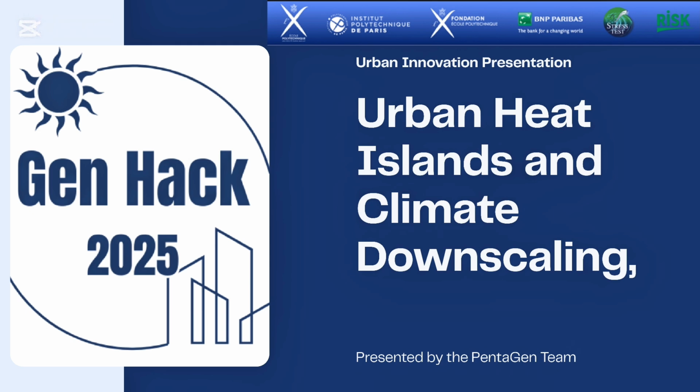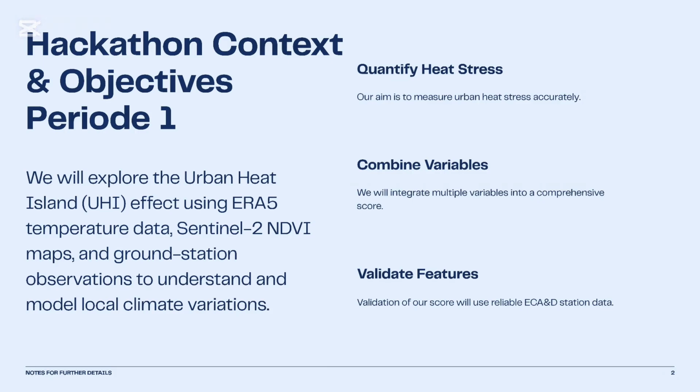Polytechnique de Paris. Our project is titled Urban Heat Islands and Climate Downscaling, and today we will be presenting our work on this critical urban challenge. Our challenge for this period was to explore the urban heat island or UHI effect. The goal wasn't just to observe it, but to model it by integrating diverse data sources, specifically ERA5 climate data, Sentinel-2 vegetation maps, and ground station observations.